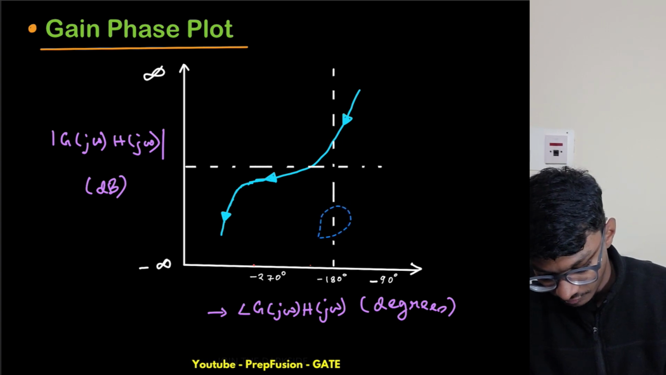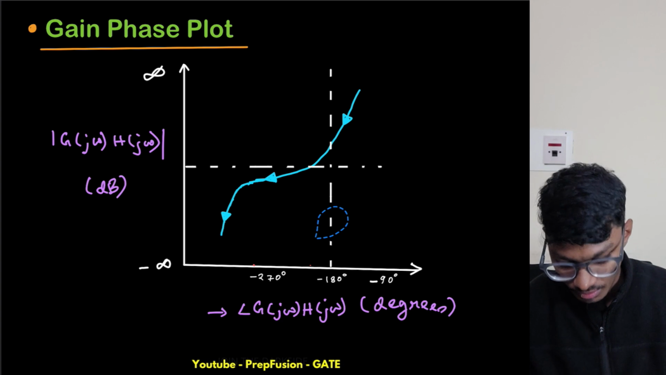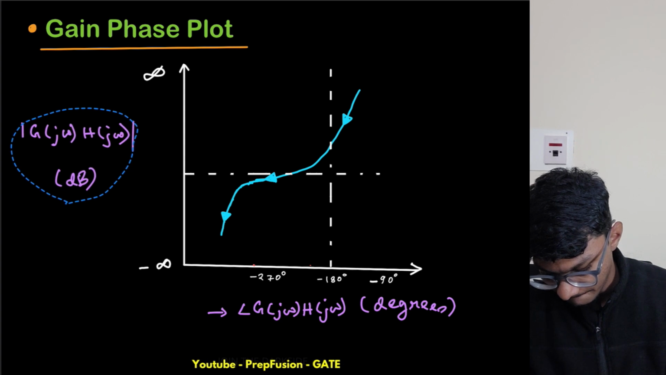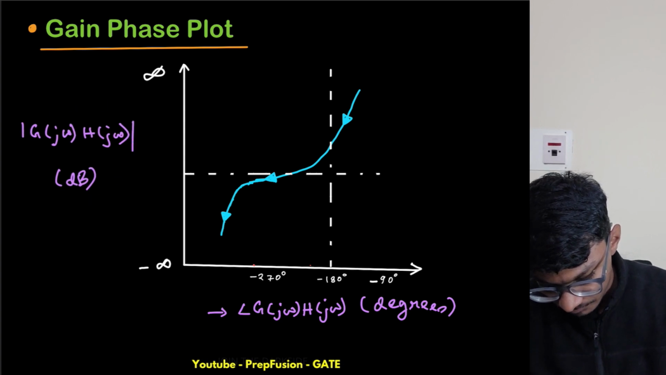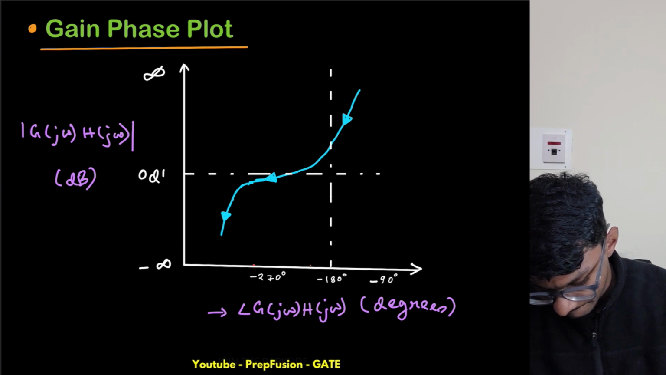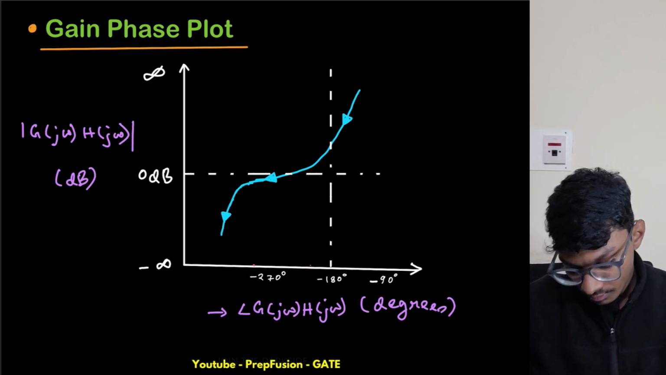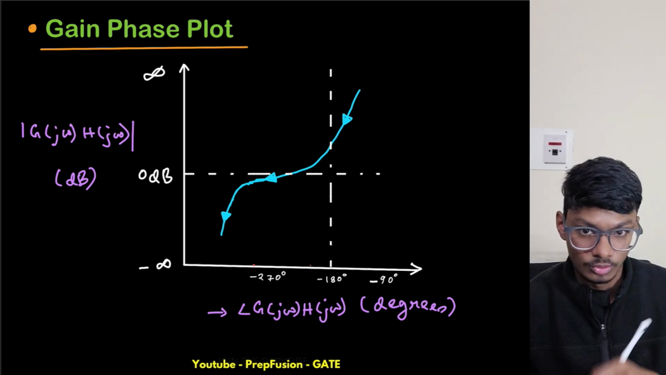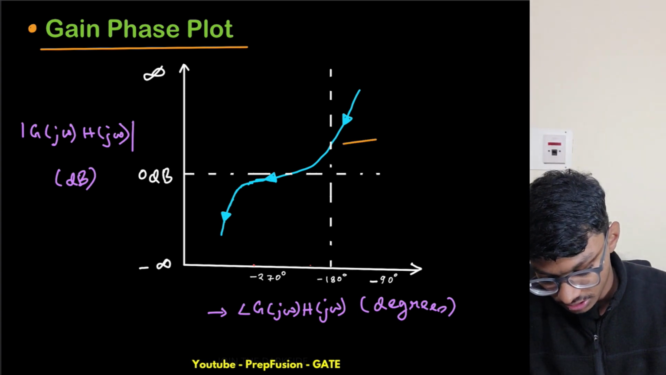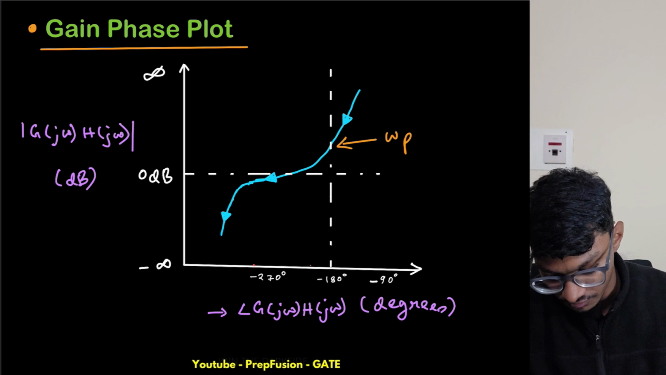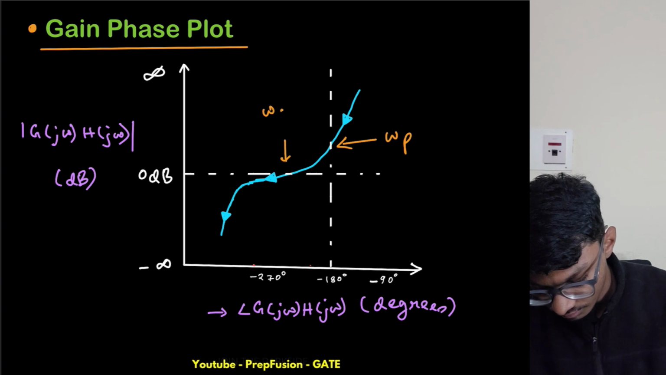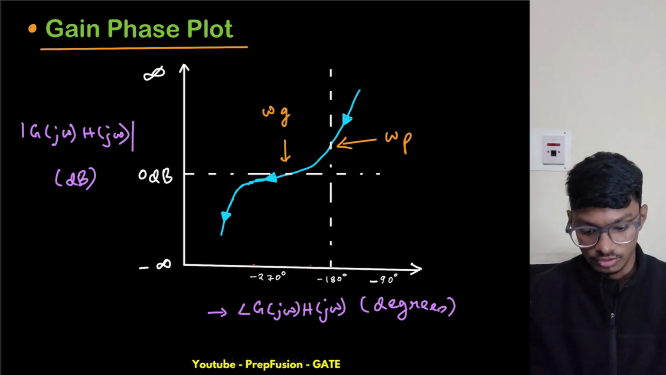So let's say my minus 180 point is here, and this is my 0 dB point. Can you comment about omega g and omega p? So this is my minus 180 degree point. Here I have the phase crossover frequency, and here it is cutting, so this is the gain crossover frequency.